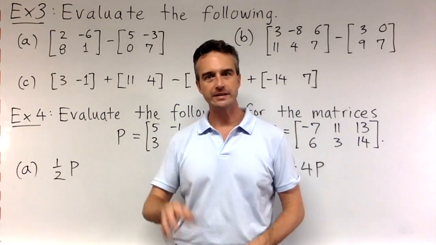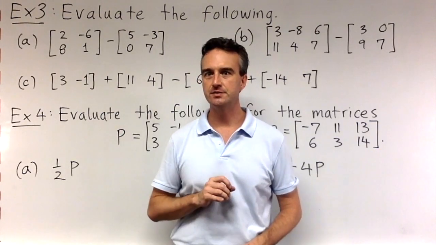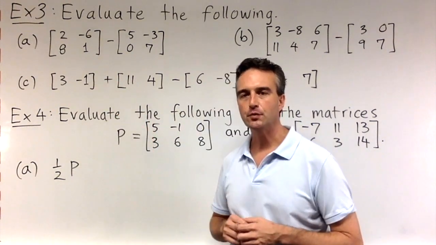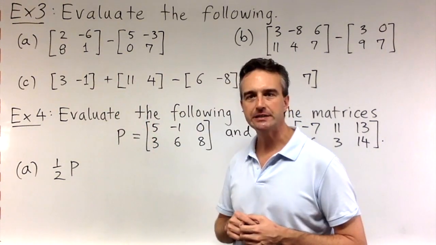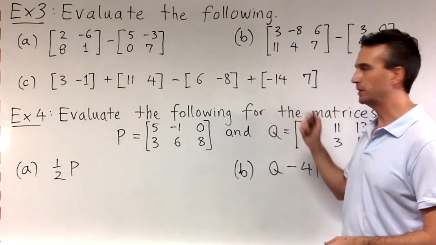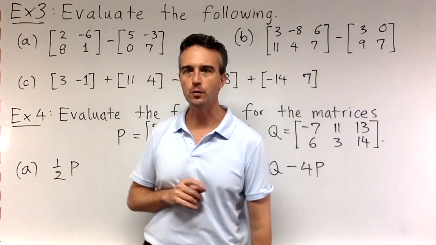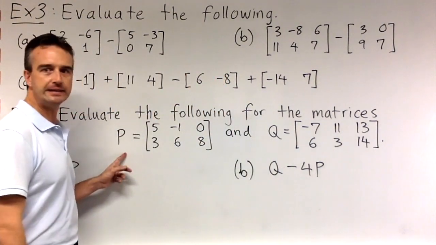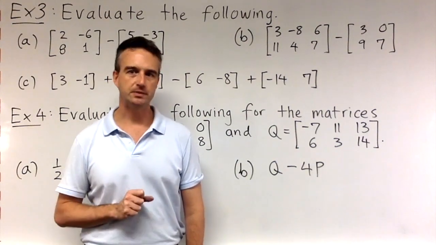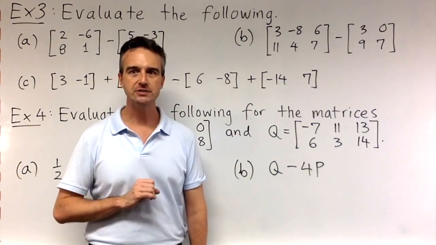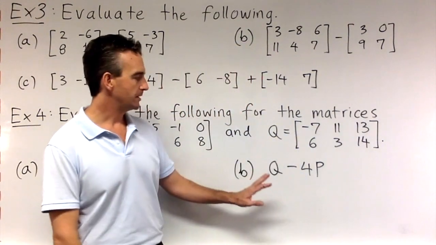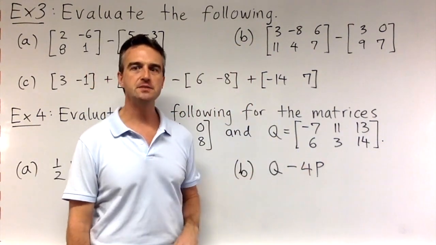Feeling confident? Then I guess you're ready for a little bit more practice. So please try examples 3 and 4. In example 3, try adding and subtracting matrices in A, B, and C, which is a real long one. And in example 4, you have the matrices P and Q. See if you can use scalar multiplication and matrix subtraction to evaluate 1/2 times the matrix P and the matrix Q minus 4 times the matrix P.